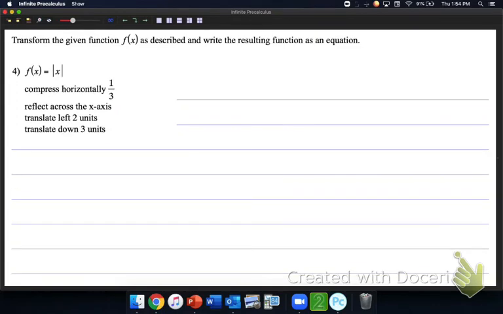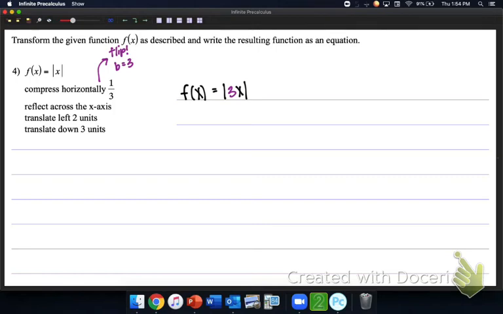Okay, let's do the next one. So this one. If we're going to compress horizontally by 1/3, we have to flip this, okay? Remember when I wrote flip? Hopefully you wrote that down. That means that our B value equals 3, okay? So in our equation here, that we're working with the absolute value, we have f of x equals the absolute value of 3x. That gives us that horizontal compression by 1/3. Okay, and we'll talk about what that means in just a second when we're actually graphing this.